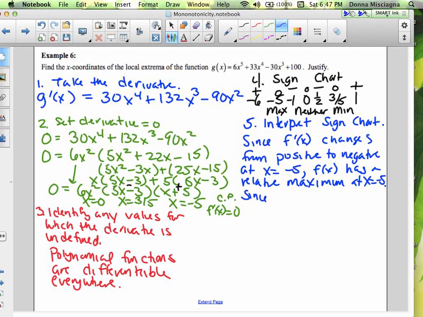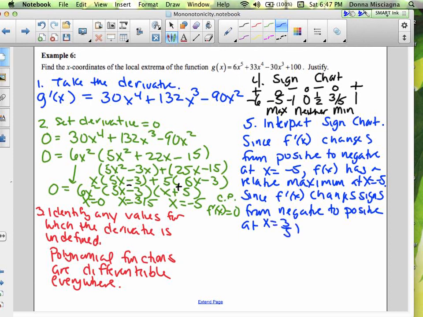Since f prime of x changes signs from negative to positive at x equals 3/5, f of x has a relative minimum at x equals 3/5.